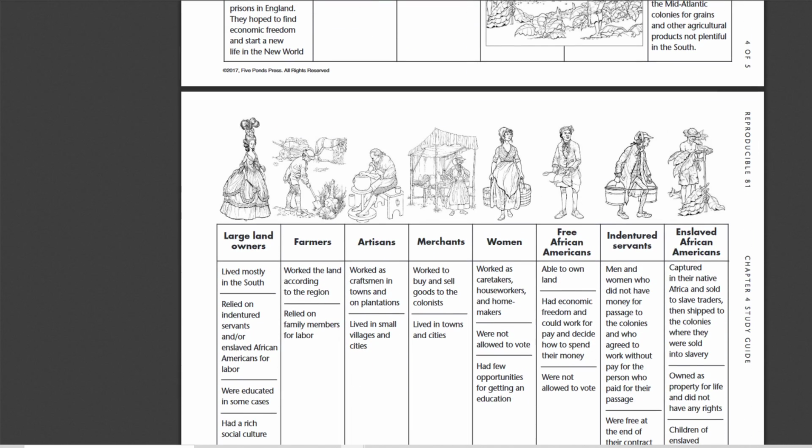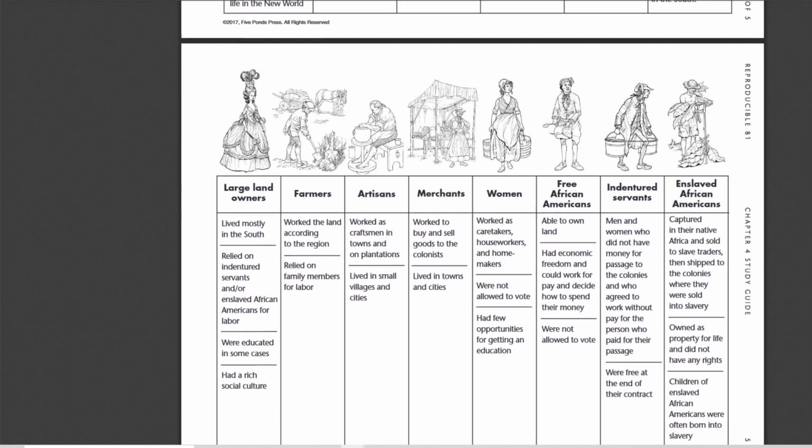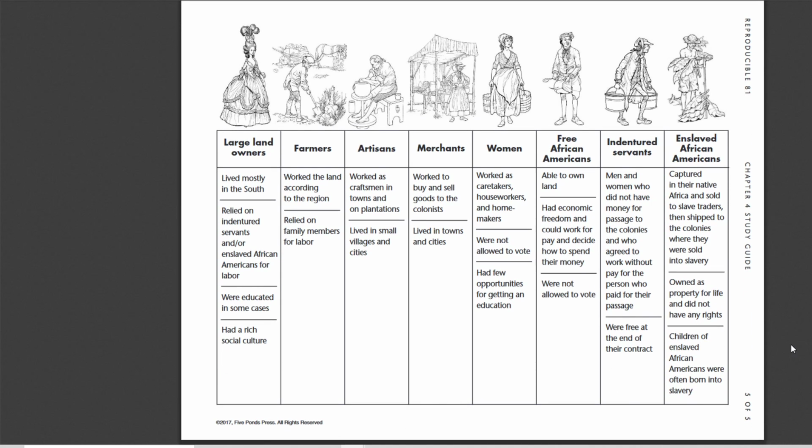And finally, on this last page here, which is really, really good to help you remember all the different people that lived in the colonies. Large landowners, mostly in the South, relied on indentured servants and enslaved African Americans for labor, were educated in some cases, and had a rich social culture. Lots of parties, dances, and so forth, as you can see by her picture here. She's all dressed up and ready to go someplace important, someplace fun.